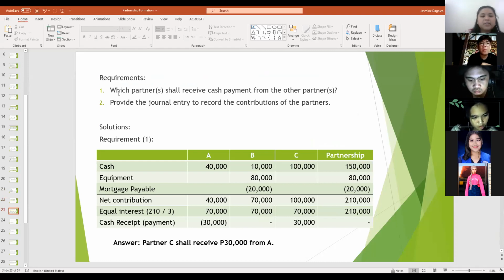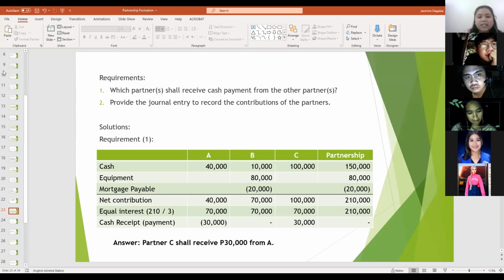Yan. The requirements: which partners shall receive cash payment from the other partners? And provide the journal entry to record the contributions of the partners. So, i-assess muna natin yung fair value ng contributions that will be extended to the partnership books.